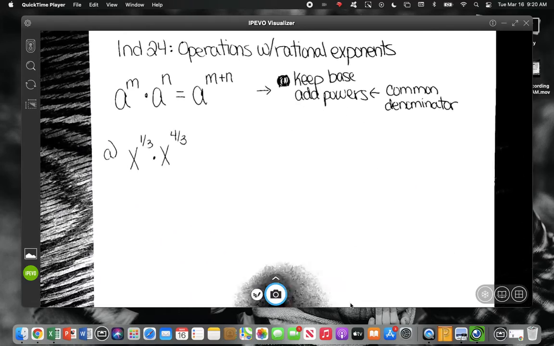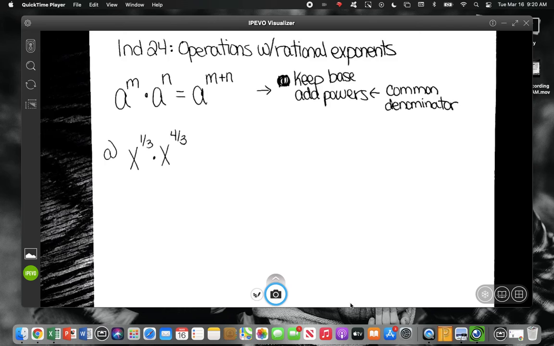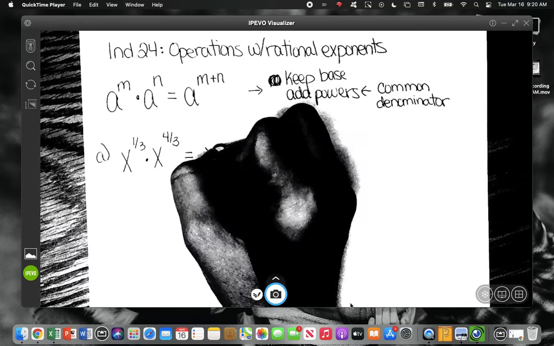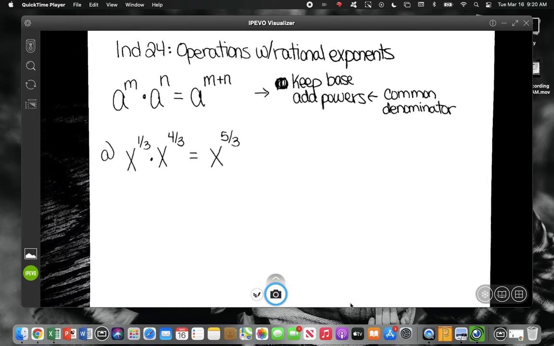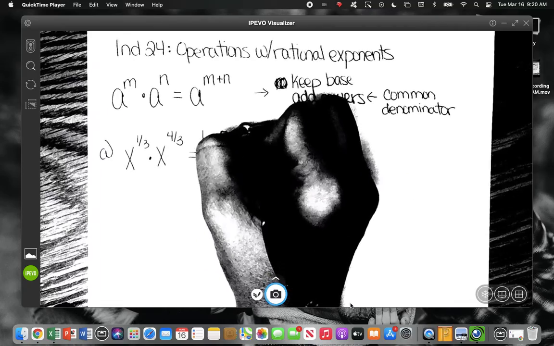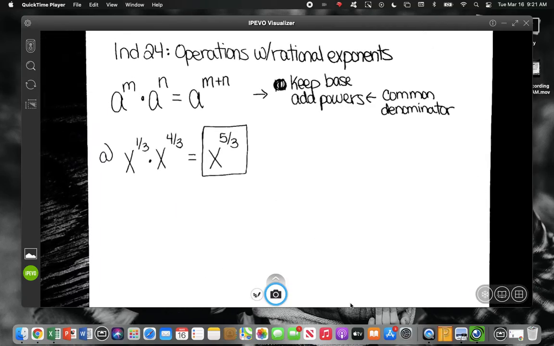All right, so we have x to the 1/3 power times x to the 4/3 power. You're going to say we would add, correct? Do we have common denominators? Yeah. All right, so what is 1/3 plus 4/3? 5/3. We never ever write exponents as a mixed number. Don't ever change that to 1 2/3. Leave it as 5/3. So we keep our base and we add our powers.